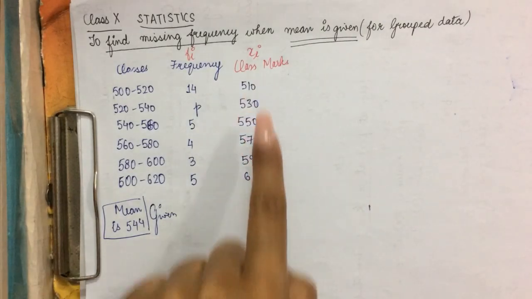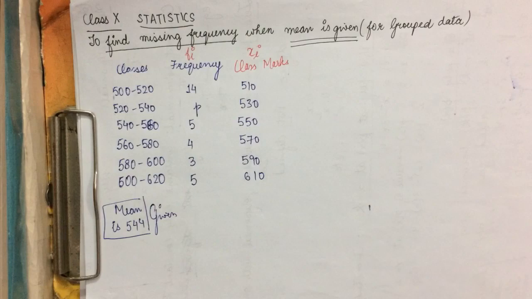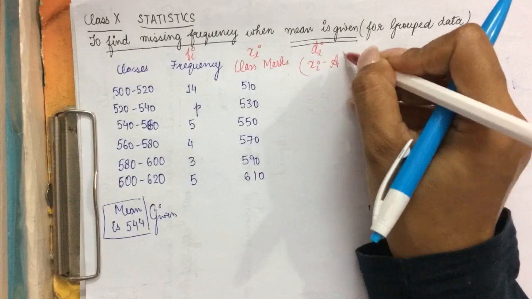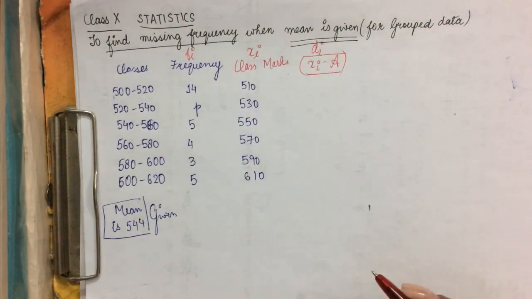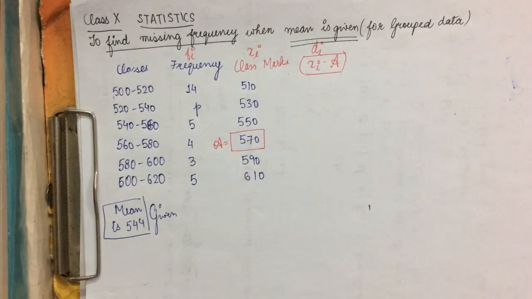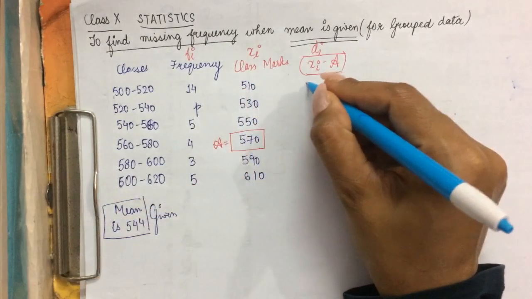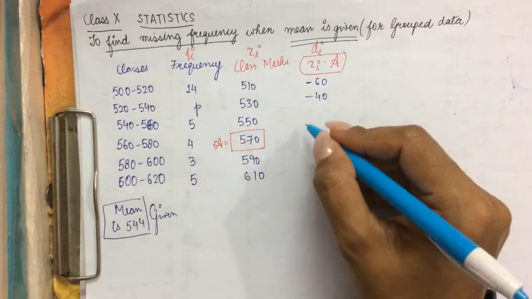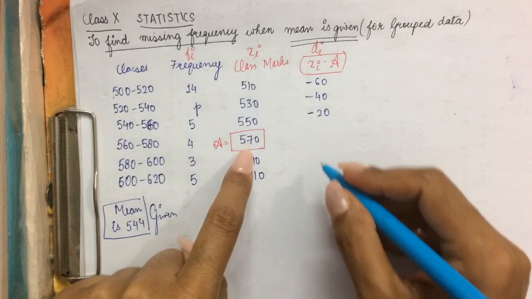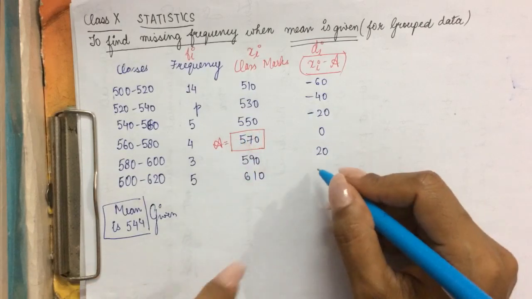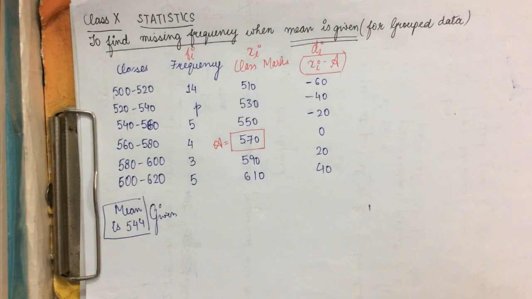Now these are very large values. I don't want to work with these, so I'm going one step further. That will be deviations. Deviations are given by xi minus my assumed mean. So let's assume one of the values as the mean. I'm assuming 570 as the mean. Let's subtract 570 from all of these. So 510 minus 570 is minus 60, 530 minus 570 is minus 40, 550 minus 570 is minus 20, 570 minus itself gives me 0, 590 minus 570 is 20, 610 minus 570 is 40.